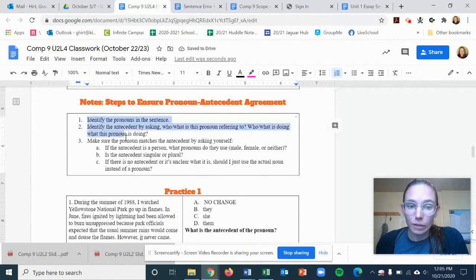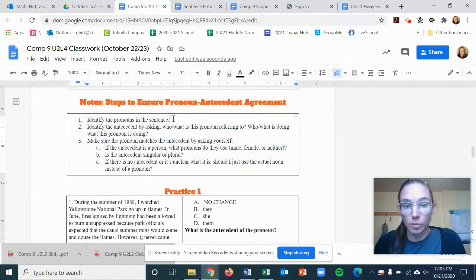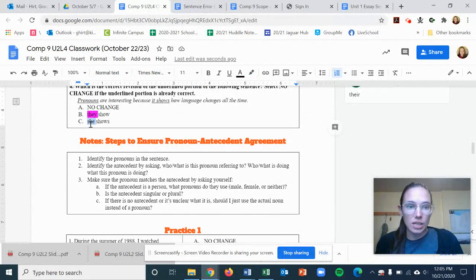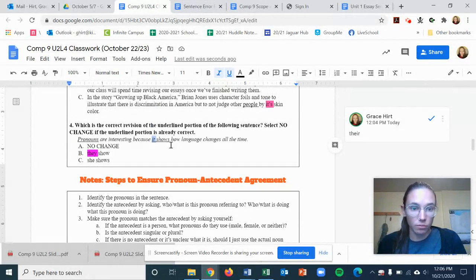Okay, so if you want to copy these steps into your document, I encourage you to do that so that you can use these steps on the quiz. The first step to ensure pronoun antecedent agreement is to identify the pronouns in the sentence. Usually on this quiz and on these kinds of questions on the ACT, they're just going to give you a bunch of options for pronouns, so you don't really need to do that. Here we had they, she, it. We don't really need to identify the pronouns in the sentence on a quiz question, but this would be for your own writing. If you wanted to check your own pronoun antecedent agreement, you'd identify where you have used pronouns in the sentence, right? So we would highlight those.